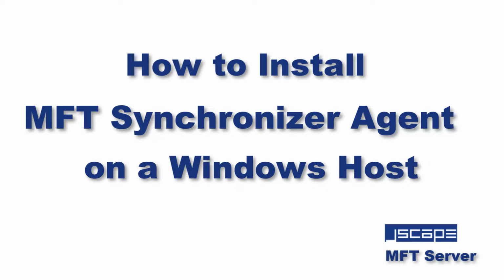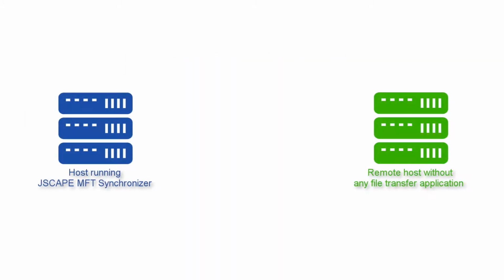And today I'm going to show you how to install JSCAPE MFT Synchronizer Agent on a Windows host. Agents are used in cases wherein the remote host that you would like to synchronize with JSCAPE MFT Synchronizer doesn't have any running file transfer service whatsoever. So there's no FTPS, no SFTP, not even plain FTP or any other file transfer protocol for that matter. Agents have much smaller computing resource footprints and lower maintenance requirements than a full-blown file transfer solution. So it's really more practical to use if all you really need to do is push or pull a bunch of files to or from that remote host.